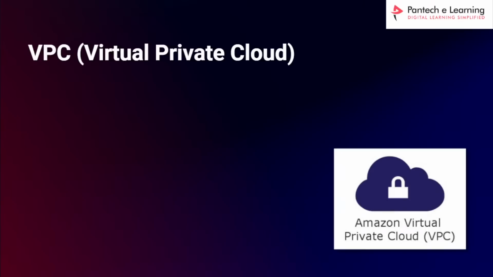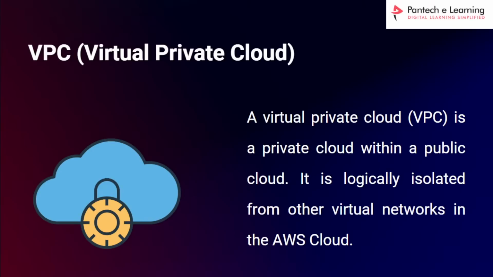So what is Amazon Virtual Private Cloud? It's a private cloud within a public cloud, which means in the public cloud everything will be there, all the information will be there. In there you just isolate a part of it and it is private for you. So you only have the access to it, right?